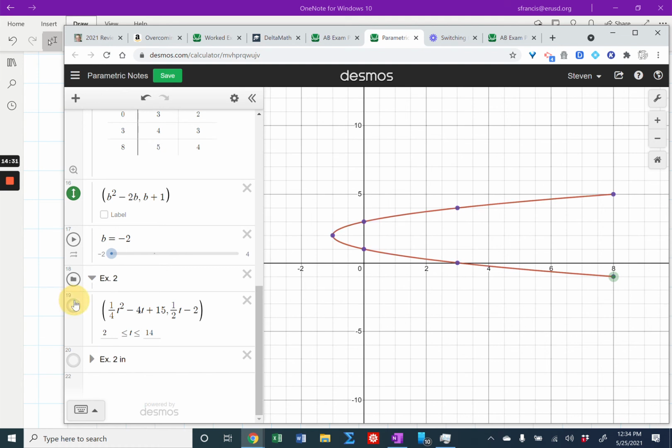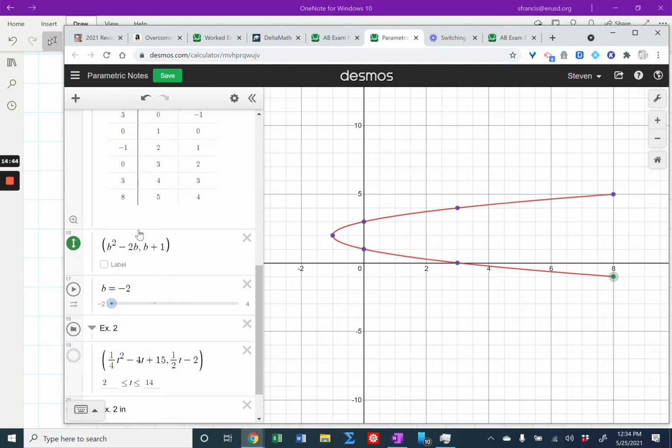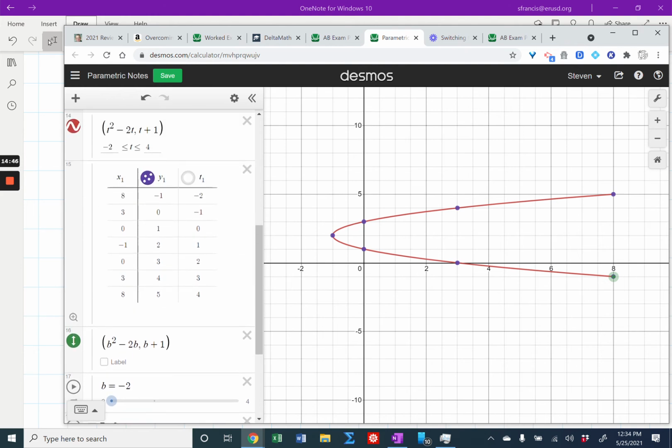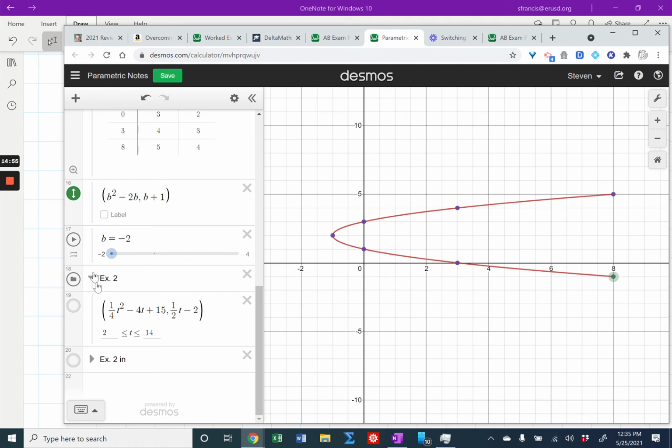Okay. Why does it cover the same path? Well, it defines the same set of points, although it does so over different values of t. Let's go back up here for just one moment. The red graph was traced out for values of t between -2 and 4, where the green graph would be traced out for values of t between 2 and 14.